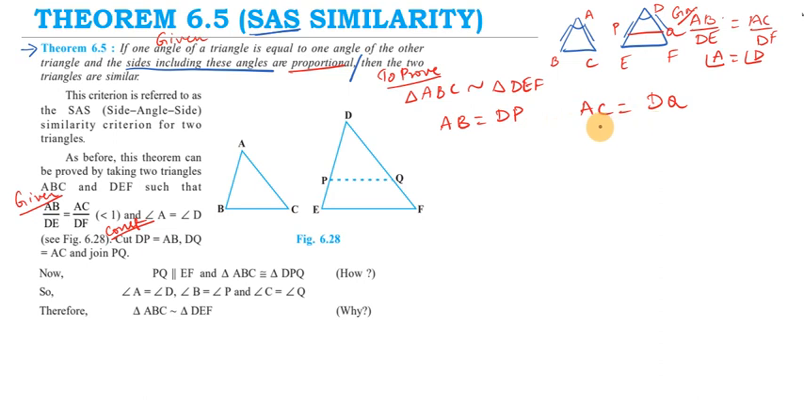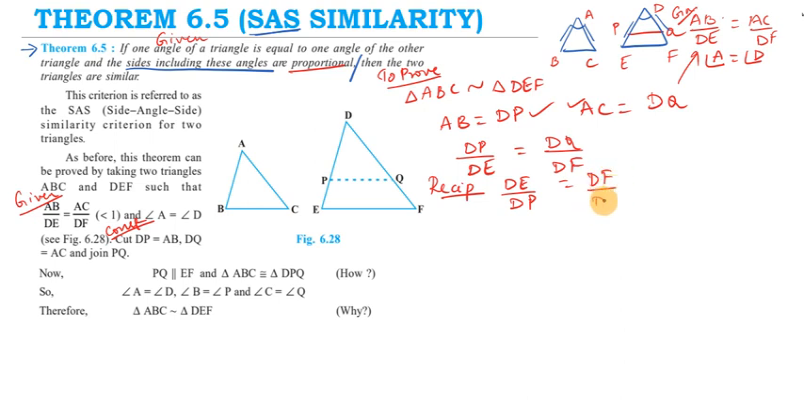Now we know that AB is equal to DP, AC is equal to DQ. So we can substitute all these in this. Now AB is equal to DP, so DP by DE is equal to DQ by DF. Even in the last theorem we ended up with this and then we did certain things to bring it to the converse of BPT. First we took the reciprocal. So you will have DE by DP is equal to DF by DQ.